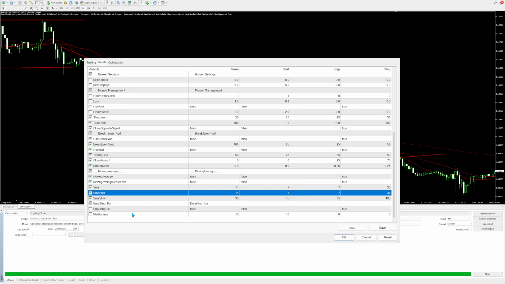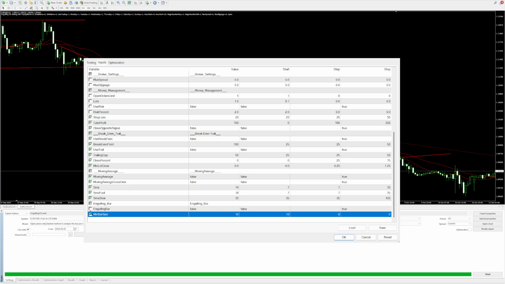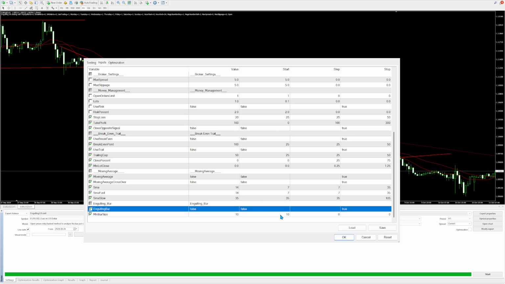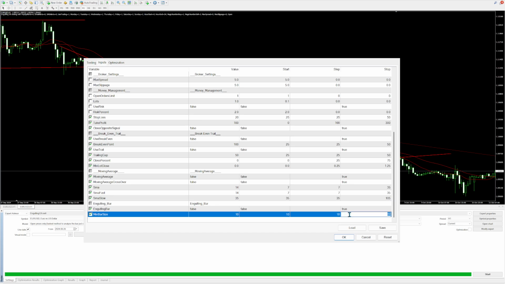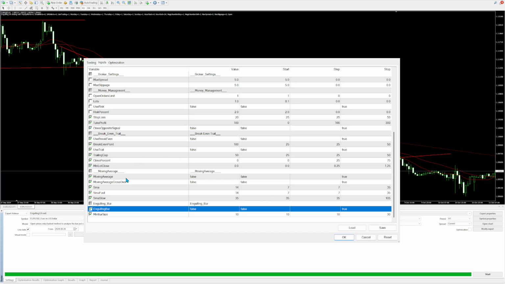Okay. And the minimum bar size, we're doing engulfing bar true or false, the minimum bar size, let's go 10, 10, 30. Right, so all of those things we've checked there, when we run the optimization, the strategy tester will combine all of these different settings and show us the results.